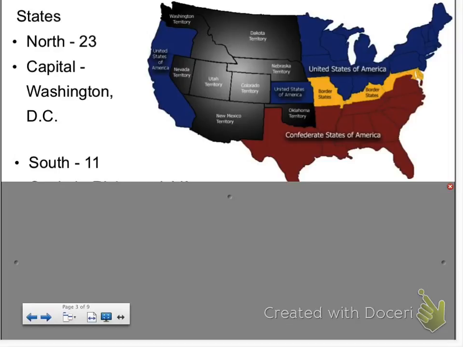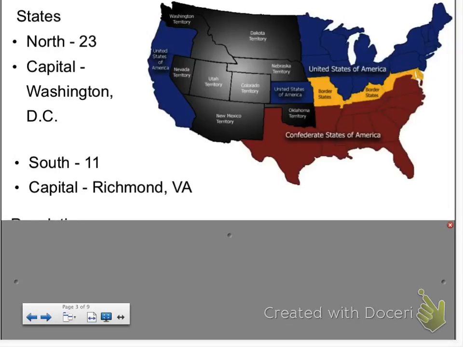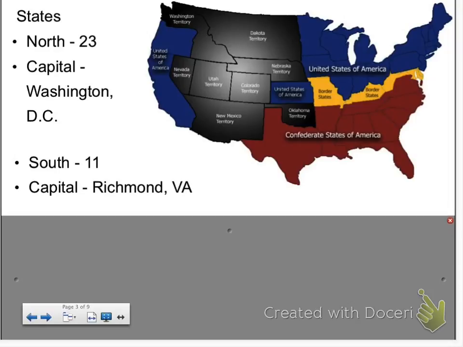And then you can see there's the yellow states that are the border states. Those are states that believed in slavery, did not want to secede from the Union, and they stayed with the North. So we call them border states. But there's 11 states in the South, and does anyone know their capital? Only 100 miles south of D.C., not very far away. The South capital. Caitlin? Richmond, Virginia. Good job. Is that what you were going to say? That's where my person is. Oh, that's where your person is from? Yeah. Richmond, Virginia? Good. So that's where the capital is. Not very far away at all from D.C.